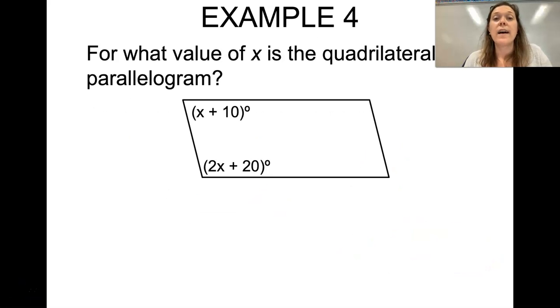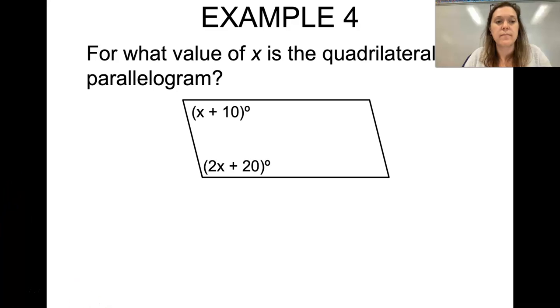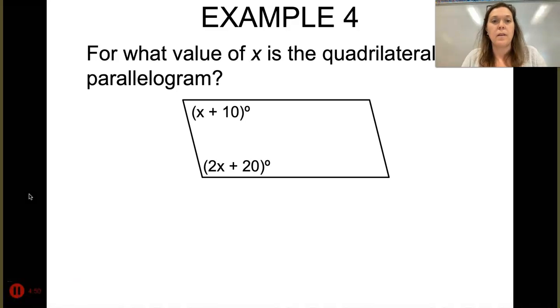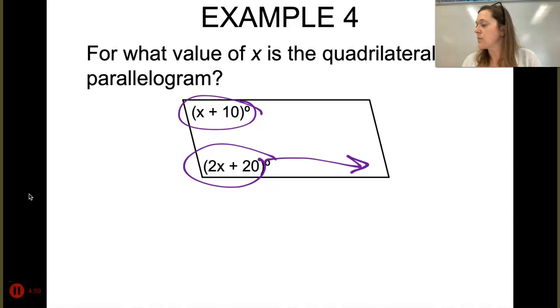Example 4, for what value of x is the quadrilateral a parallelogram? So, I'm back. There we go. Because we have two angles that are not opposite of each other, like if this angle was over here, then I would set them equal to each other. But they're not opposite of each other. They're right next to each other. So we're going to add them together.